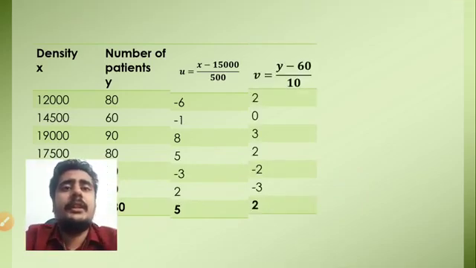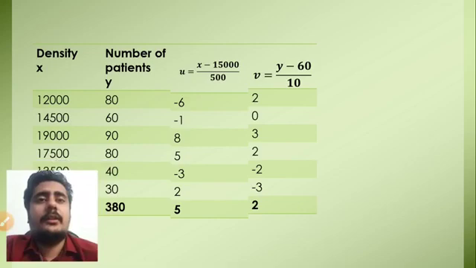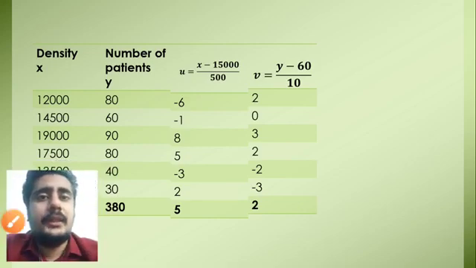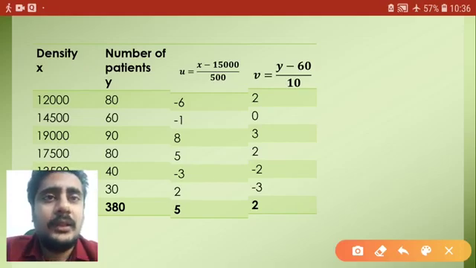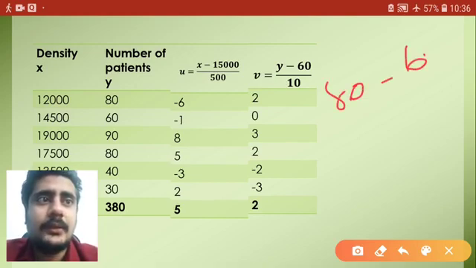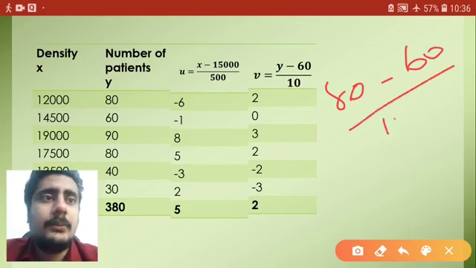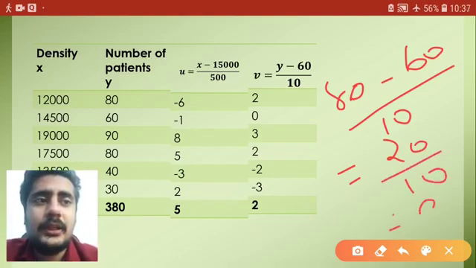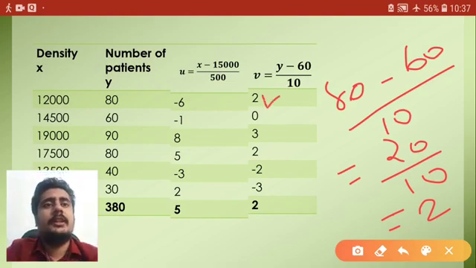Then we have to find v. Now how have we calculated v? We have subtracted 60 and divided by 10. Okay, let's take an example. The first figure of y is 80. So what have you done? 80 minus 60 upon 10. So 80 minus 60 is basically 20. 20 upon 10 is 2. So you can see the figure of v is 2.